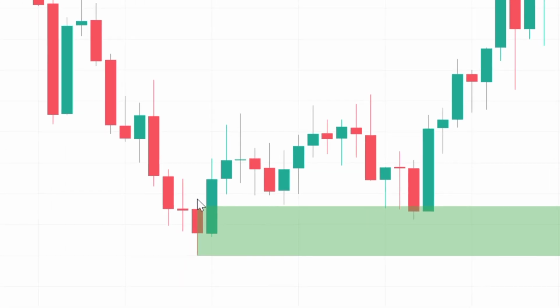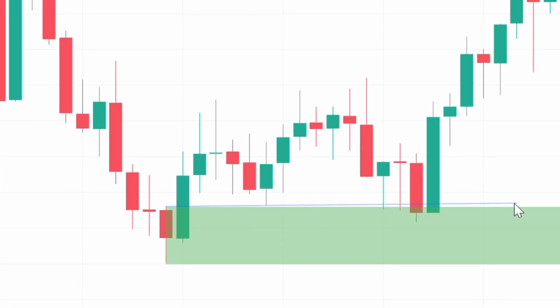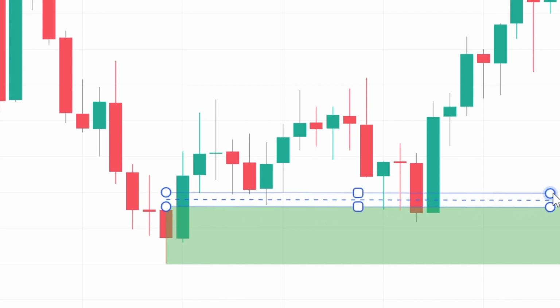You can see that from this point to this point, there is a gap between this point and the third candlestick. So that makes this fair value gap a valid order block. That makes this order block valid.